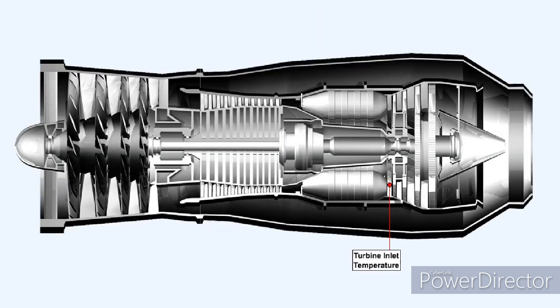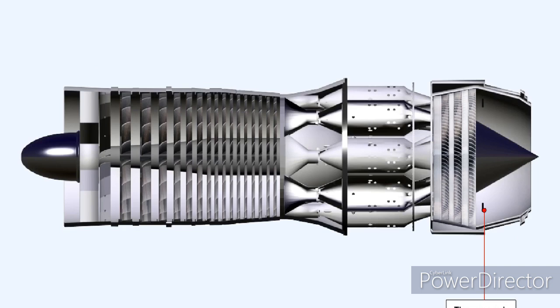Other terms that are used to represent the value of the gas temperature around the turbine zone are turbine inlet temperature, or TIT, turbine gas temperature, or TGT, jet pipe temperature, or JPT. The jet pipe temperature is so named because of the position of the thermocouples. They are actually placed behind the turbine in the jet pipe itself.